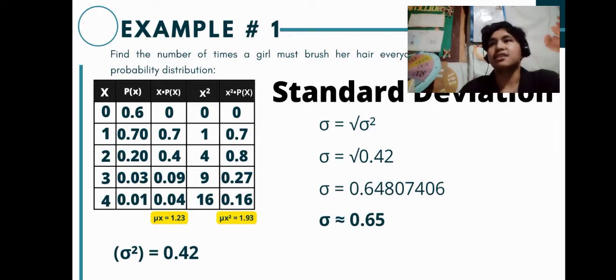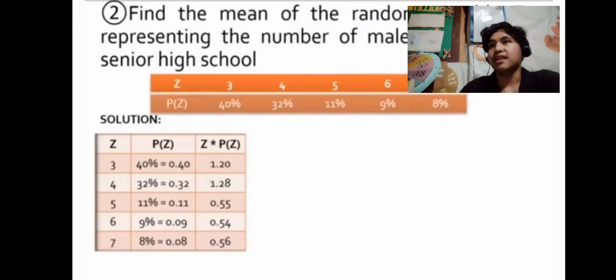Now, to our second question, which I took from the video lesson, we have this. Find the mean of the random variable z, representing the number of male teachers per senior high school. We also have this probability distribution, which is 40, 32, 11, 9, 8%. They're all percentages, so we have to convert them to decimals first. The decimal value of 40% is 0.40, 32% is 0.32, 11% is 0.11, 9% is 0.09, and 8% would be 0.08. Now, our z would also be different compared to the first example. Our x started with 0, 1, 2, 3, 4. Now, in the second example, we were given 3, 4, 5, 6, 7.